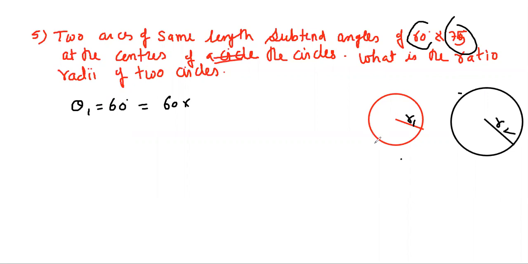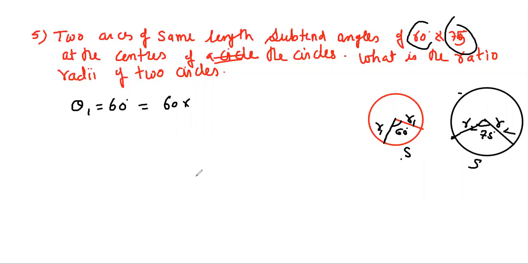There are two angles. Suppose this is R1, there is one more R1, and there is one more R2, but the arc they subtend is the same, S and S. One theta is 60 degrees, the other is 75 degrees. The bigger one is 75 degrees. By this you have to find the ratio of radius 1 upon radius 2, R1 upon R2.